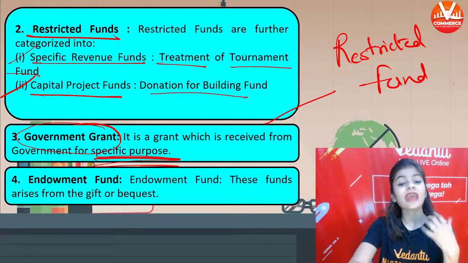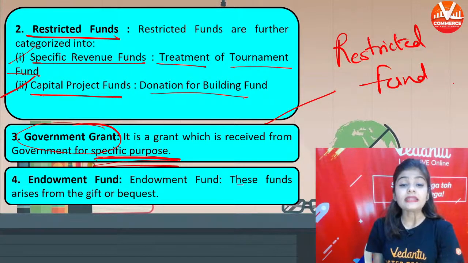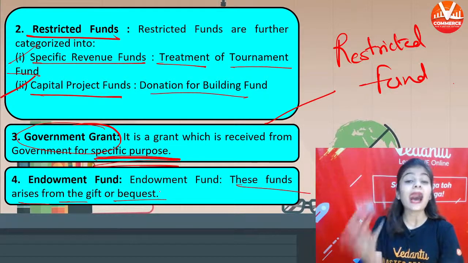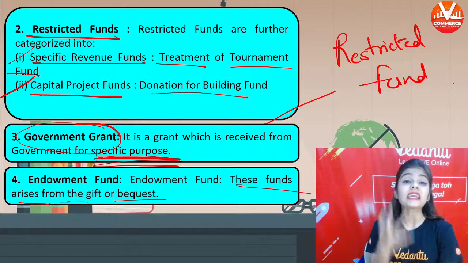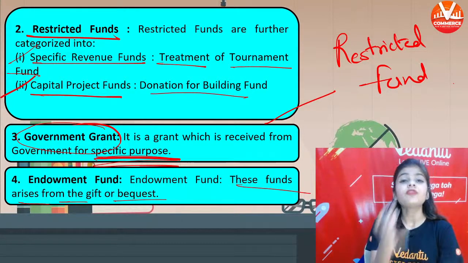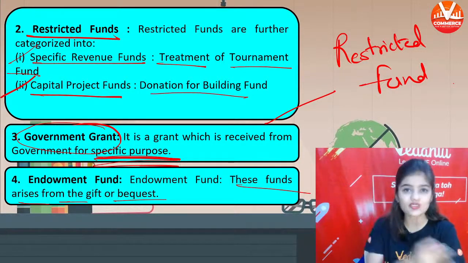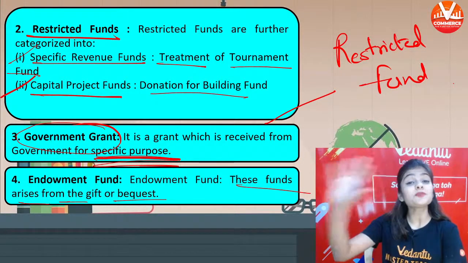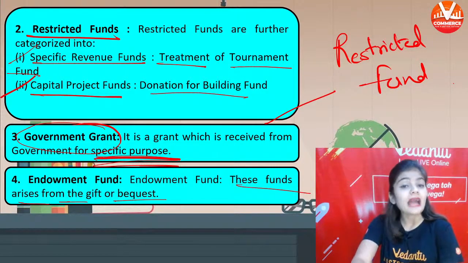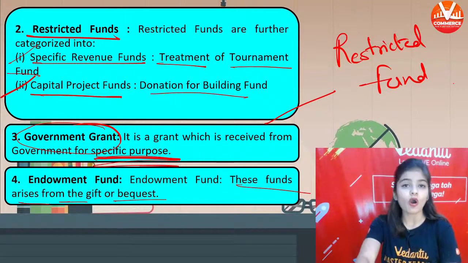Next we have endowment fund. Endowment fund, these funds arise from a gift or bequest. आपको ये फंड किस में मिलते हैं? एज अ गिफ्ट मिलते हैं. Someone will give you money as a gift for some specific purpose. आपको कोई पैसा देके जाएगा गिफ्ट में for some specific purpose. That is endowment fund. These funds arise from the gift or bequest.